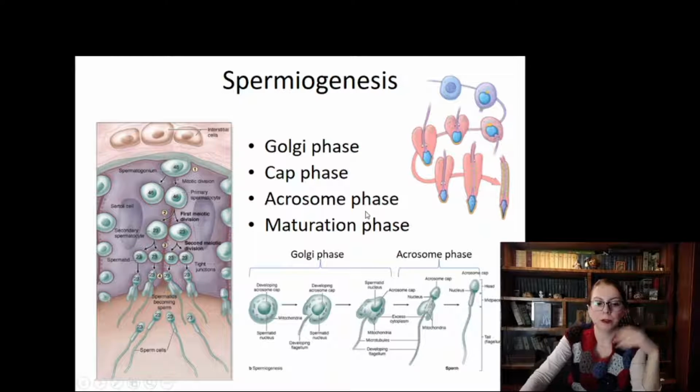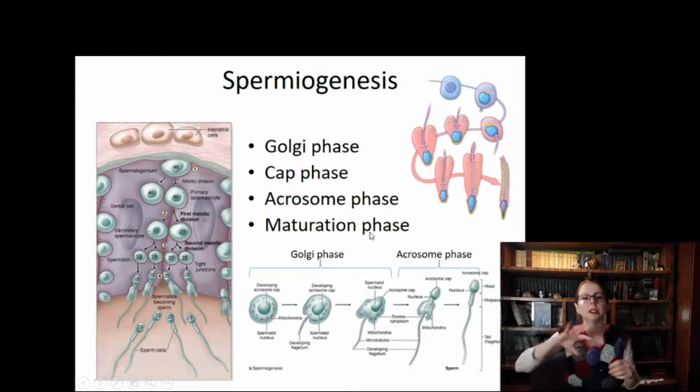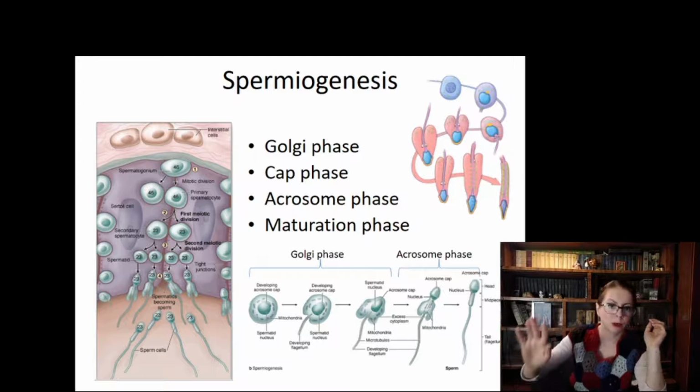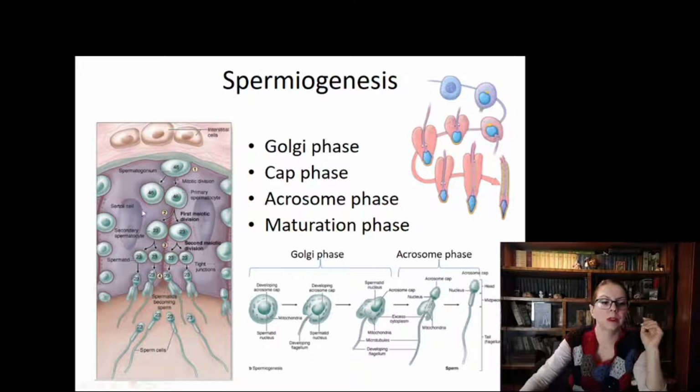Then in the acrosome phase, the axonemal complex also is formed, and in the maturation phase, excess of cytoplasm is shed off, so the volume and the weight of spermatozoa is minimized because it should move for a long distance. So all the excess of cytoplasm is lost and phagocytosed by the supporting Sertoli cells.